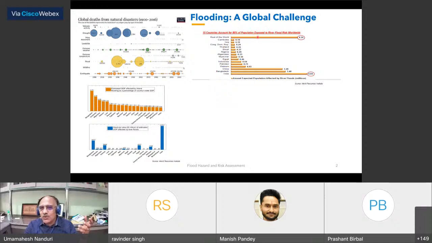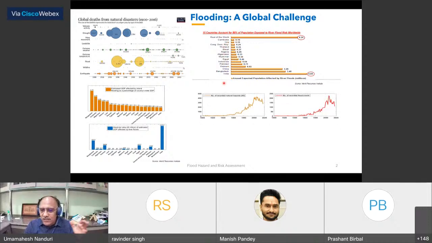And 80% of the population exposed to floods are actually from these 15 countries, and India is the top among them, with 4.84 million people affected on average, which is higher than the 4.24 billion people affected by floods across other countries, outside these 15 countries.